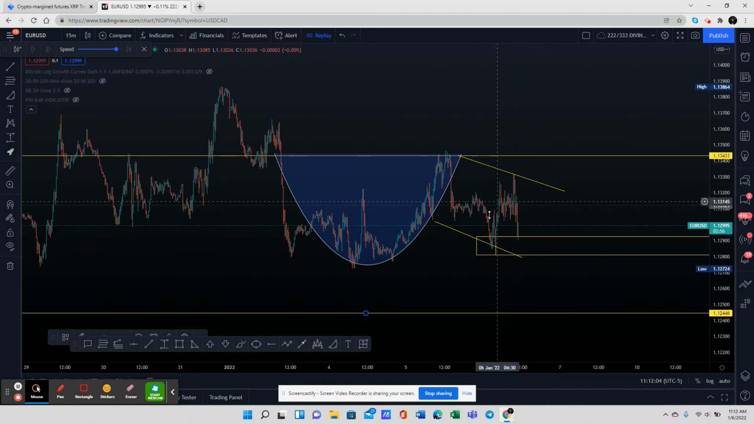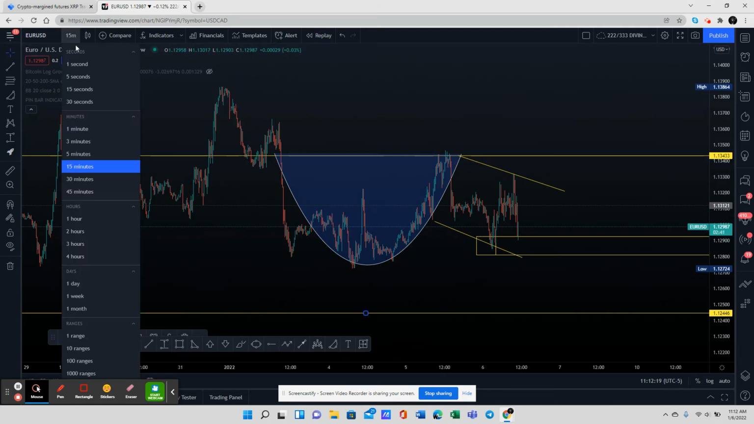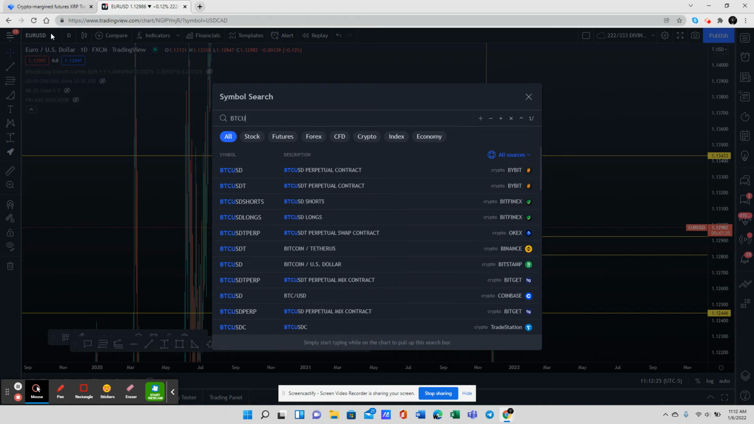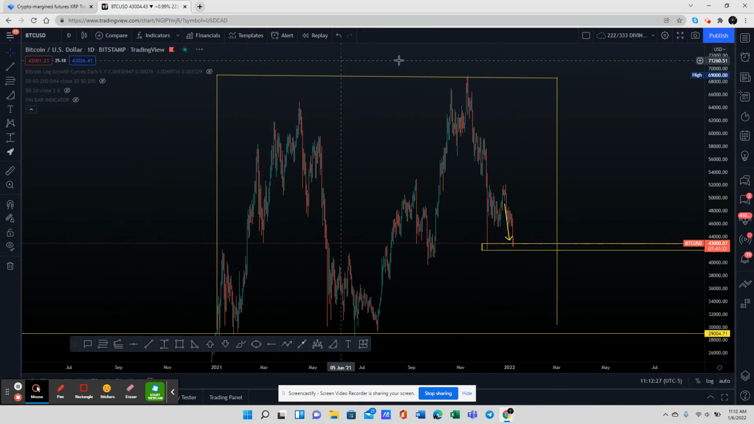So you see the handle, the cup. So we could see some upside momentum. Okay, so that's that. Look at a few cryptos. Go look at Bitcoin. Same thing basically with Bitcoin. Follow the rules.